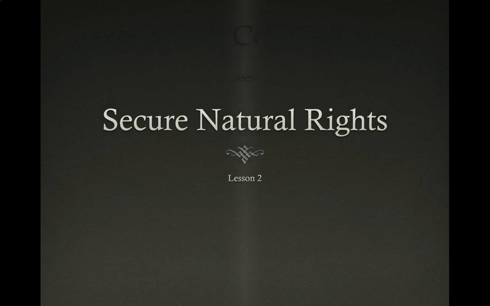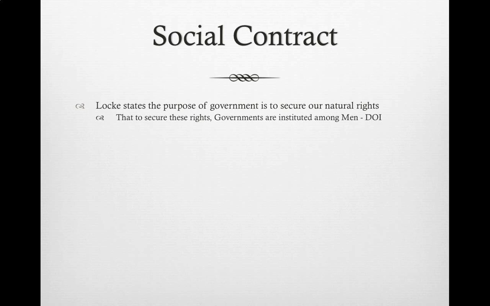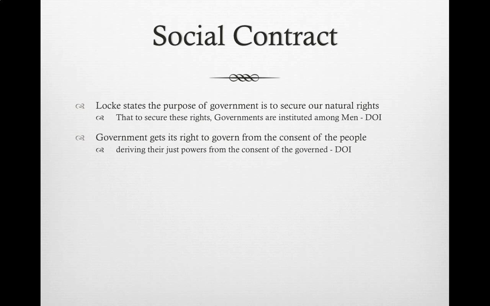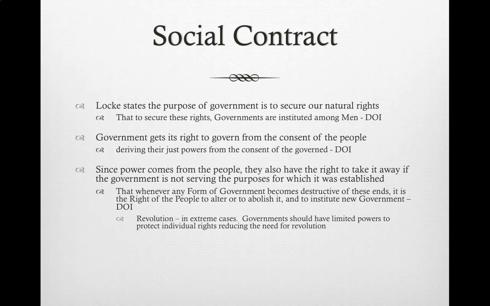We're going to talk about securing our natural rights. And just a little review, social contract. John Locke states that the purpose of government is to secure our natural rights. He says that government gets its right to govern from the consent of the people. And he says since power comes from the people, they also have the right to take it away if the government is not serving the purpose for which it was established.